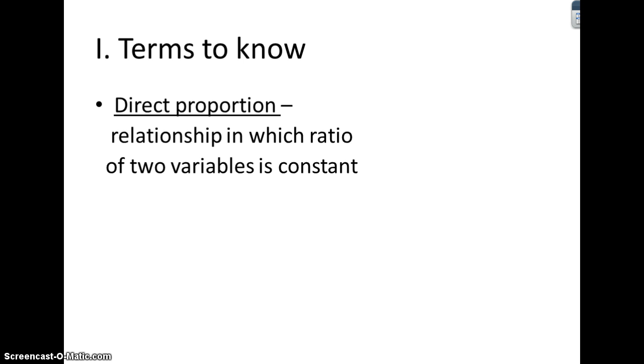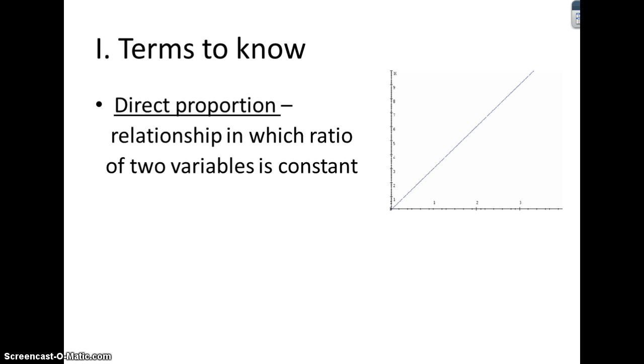Another term you need to know is direct proportion. This is a relationship in which the ratio of two variables is constant. The ratio means that you're dividing, so you're taking the variable of one divided by the variable of the other, and if you keep doing that for every single point on the graph, it will be equal to each other. A direct proportion graph looks like that. I would probably sketch that in your notes as well.